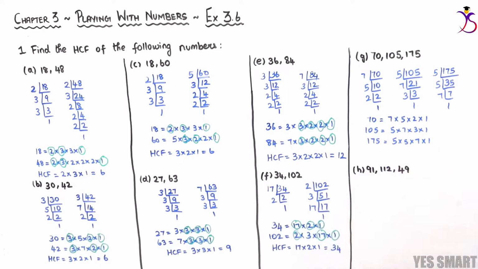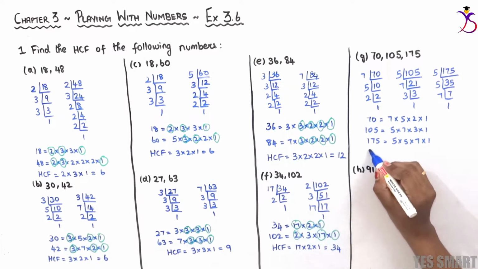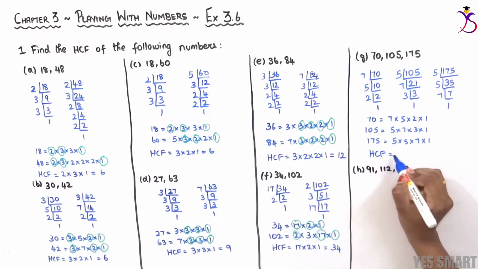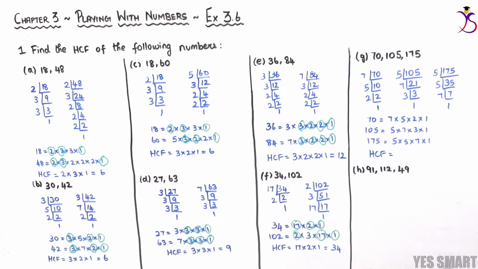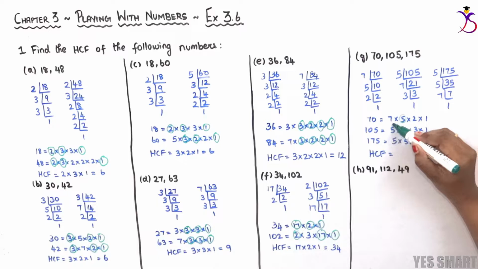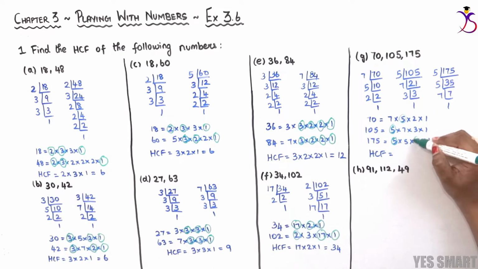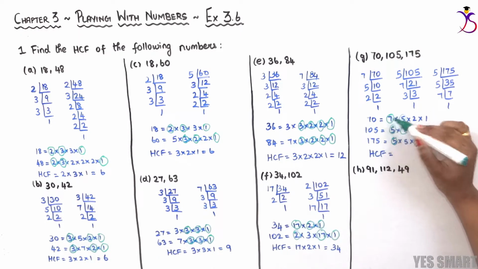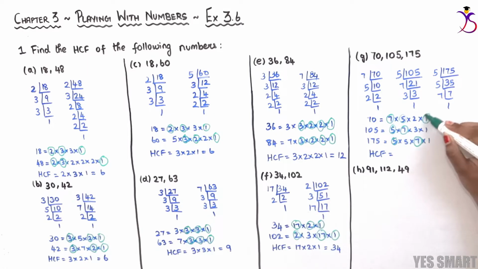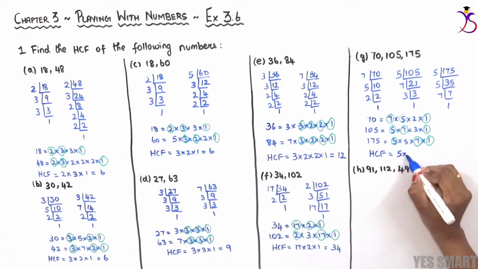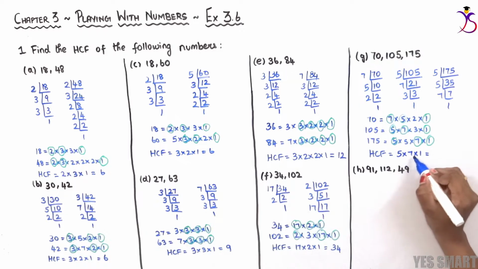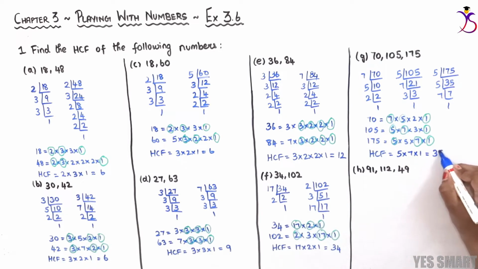Now let's circle the common values. The common value should be present in all the three numbers. 5, 5, 5 and 7, 7, 7. Next 1, 1, 1. Therefore, the HCF is 5 into 7 into 1. 5 sevens are 35, 35 ones are 35.